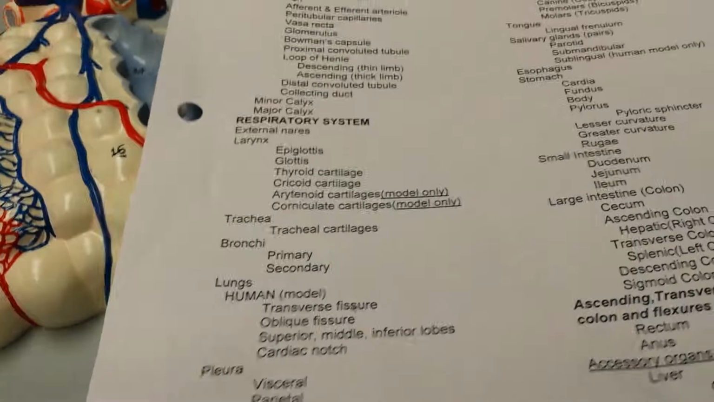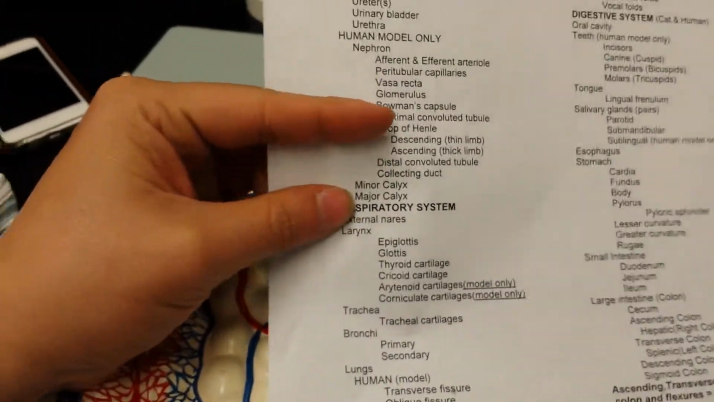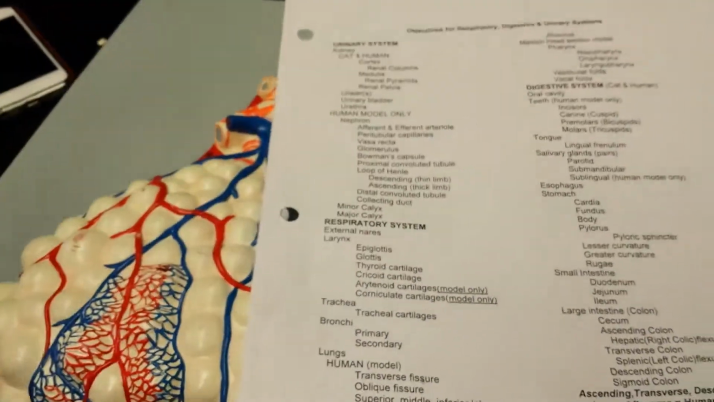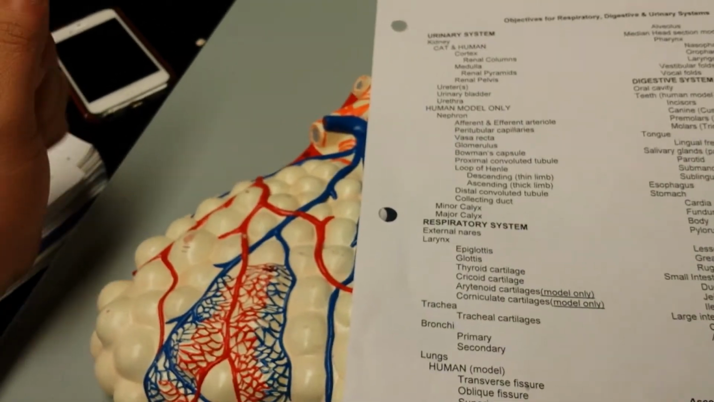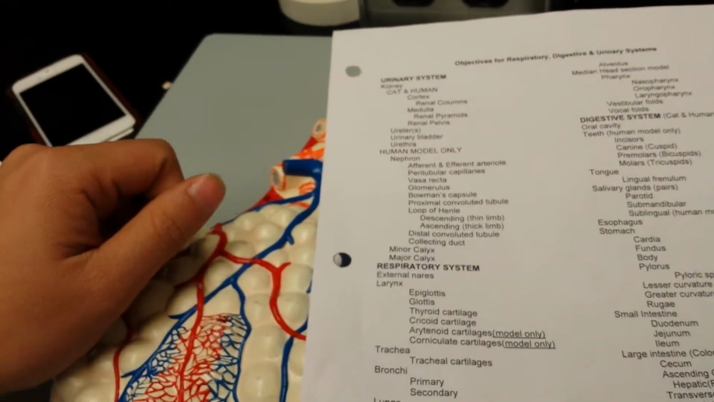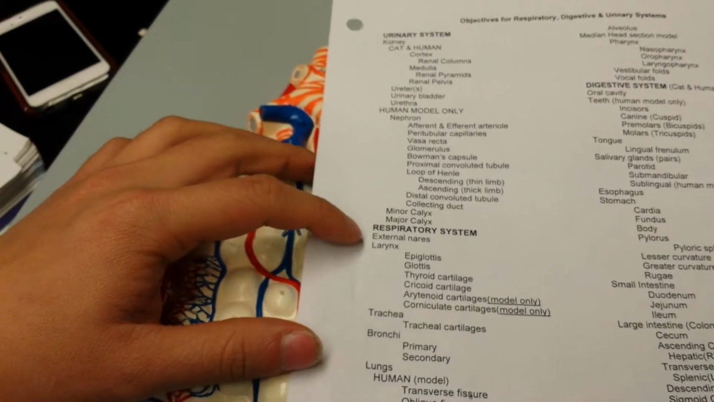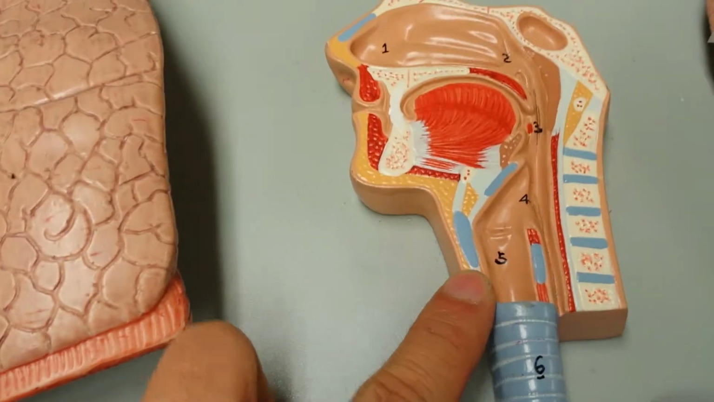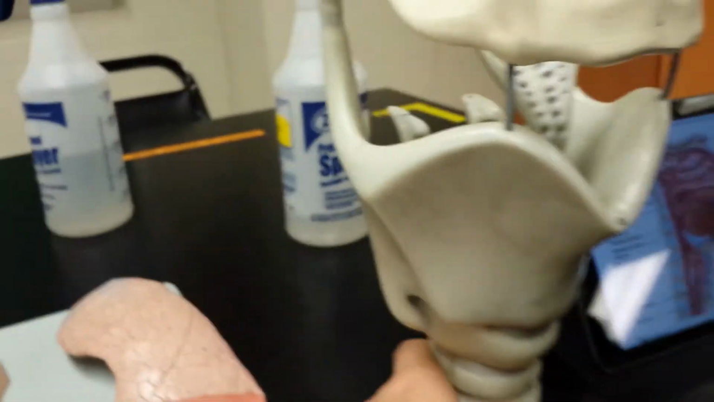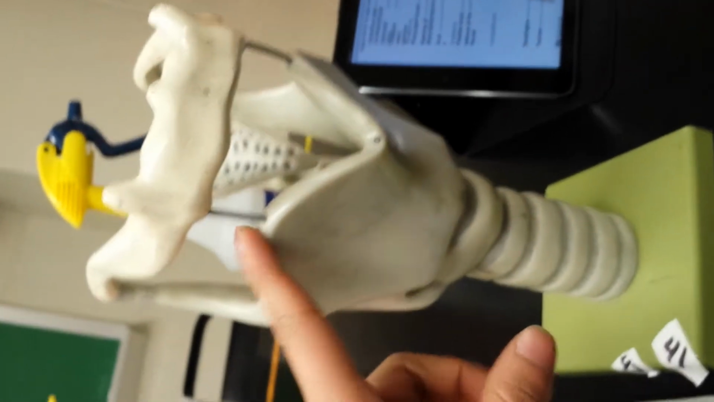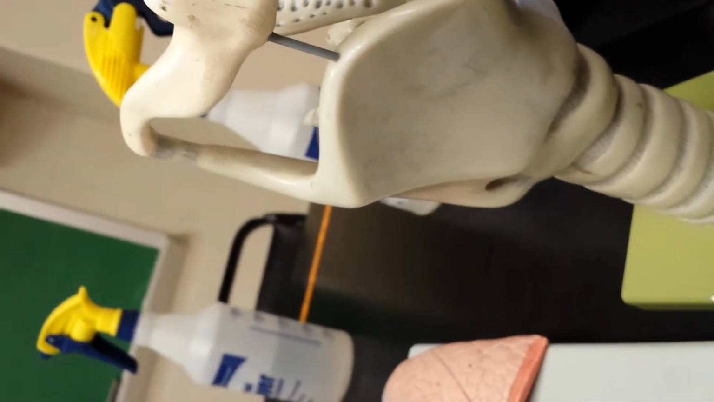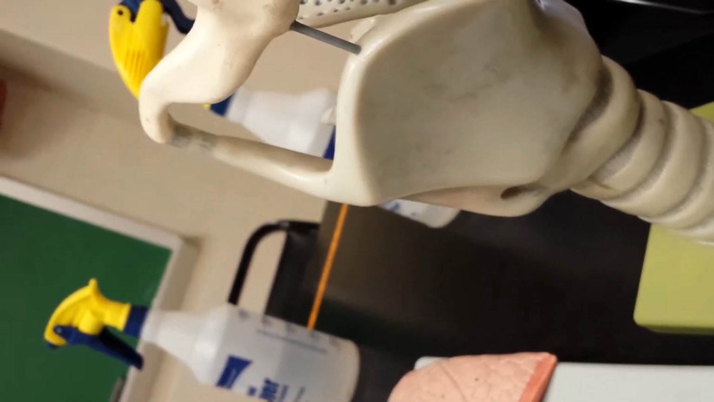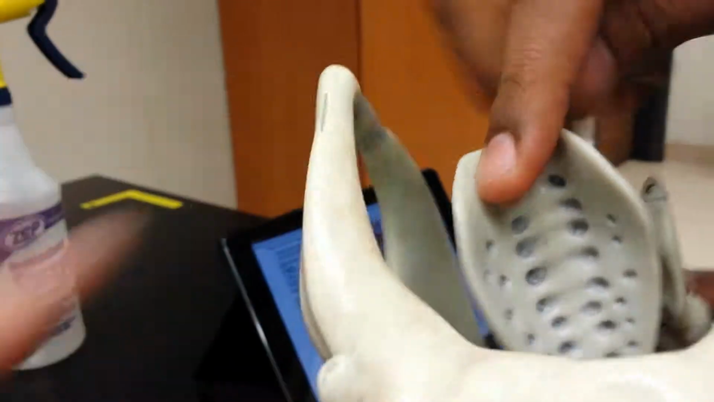Okay. So the external nares is basically the nose area, or anything before the larynx. Let's talk about the larynx first. The larynx is this right here. It's classified as number 5, or this entire structure is the larynx. And the next one is the epiglottis. So this thing here.